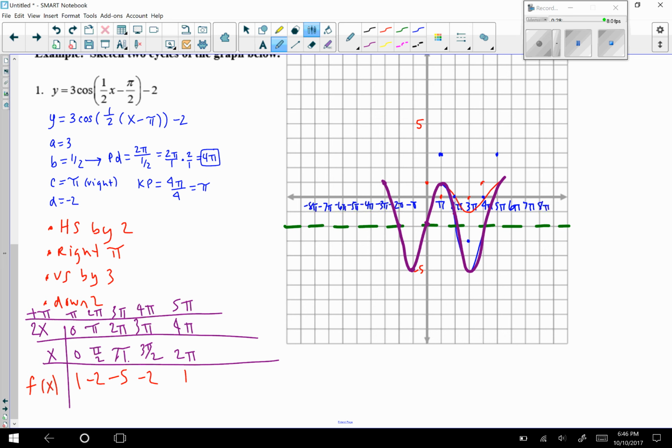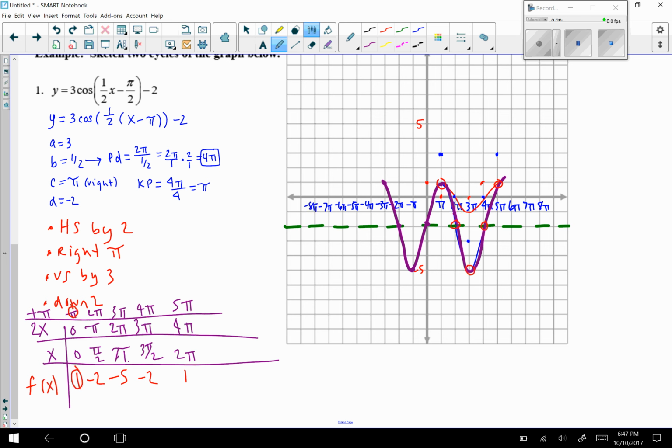So you can check the points that you have. The first point we have would be pi and 1. So I can see here at pi, I have this value of 1. At 2 pi, I have -2. So 2 pi, -2 is here. And then at 3 pi, I have -5. 4 pi, -2, and at 5 pi, we have 1. Again, I'm just checking my answer.